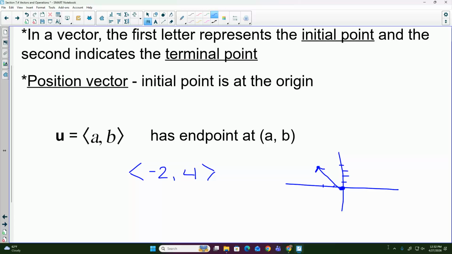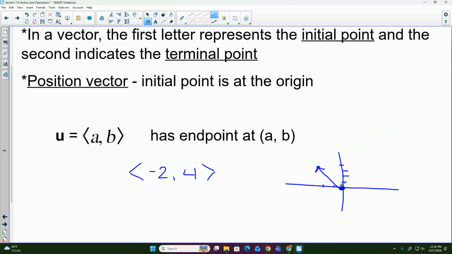Notation, we'll see they're usually named with a lowercase letter that's bolded. So this is vector u. Has an endpoint of a, b. We are talking about three things with our vectors: magnitude, direction, and then some basic operations.